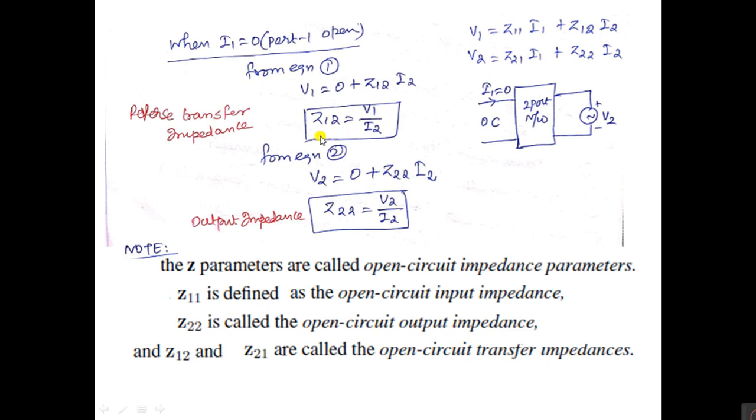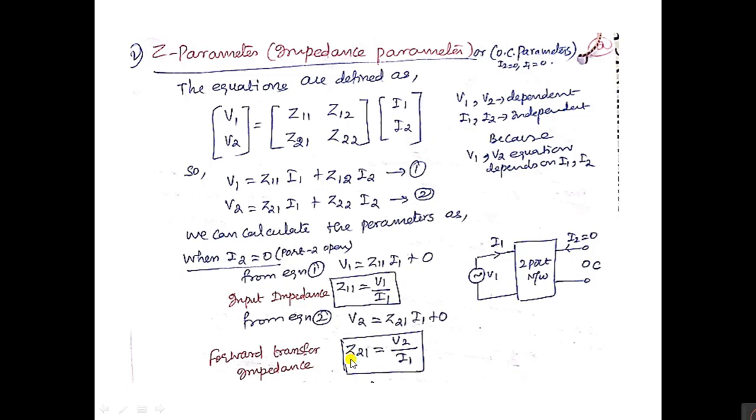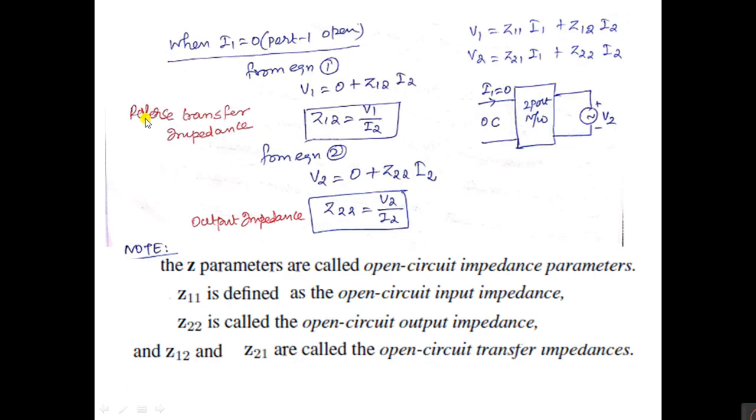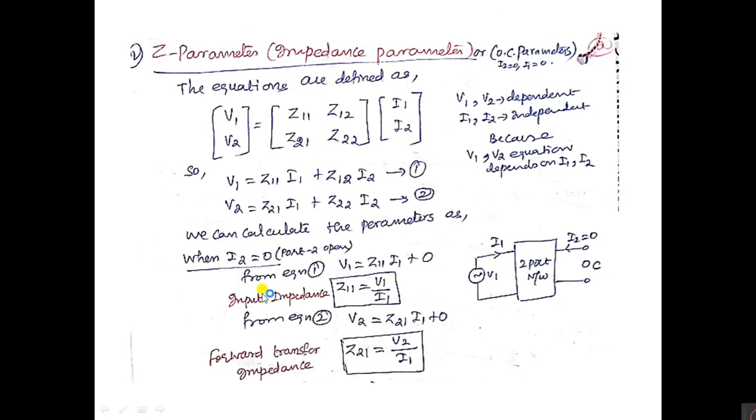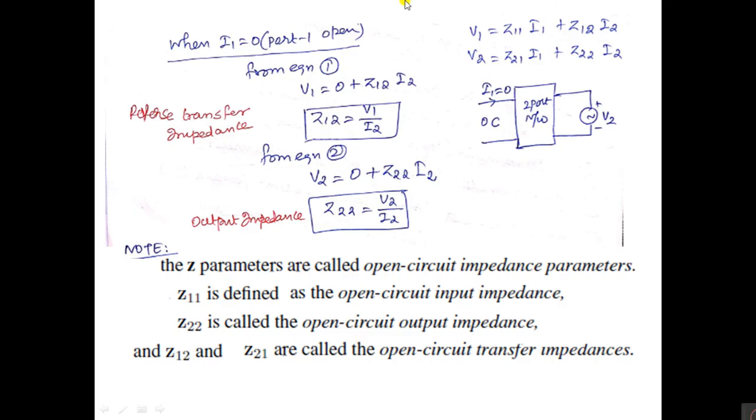The Z12 is called reverse transfer impedance, and previously we saw Z21 is forward transfer impedance. Z22 is called output impedance. Z11 is called input impedance. And remember these terms: Z11 is defined as open circuit input impedance. Z22 is called open circuit output impedance. Z12 and Z21 are called open circuit transfer impedance. This is forward and this is reverse.